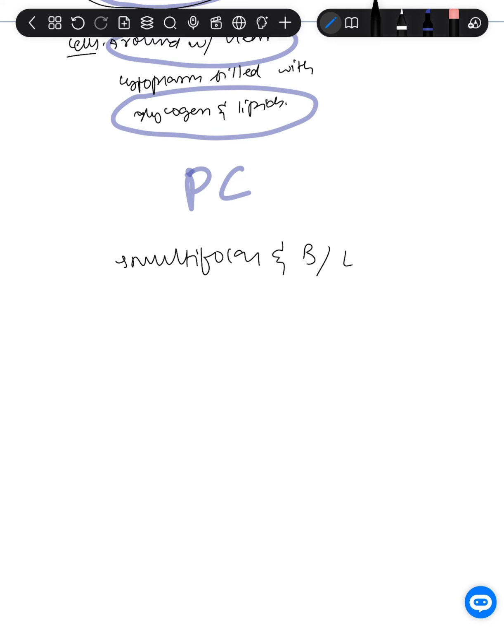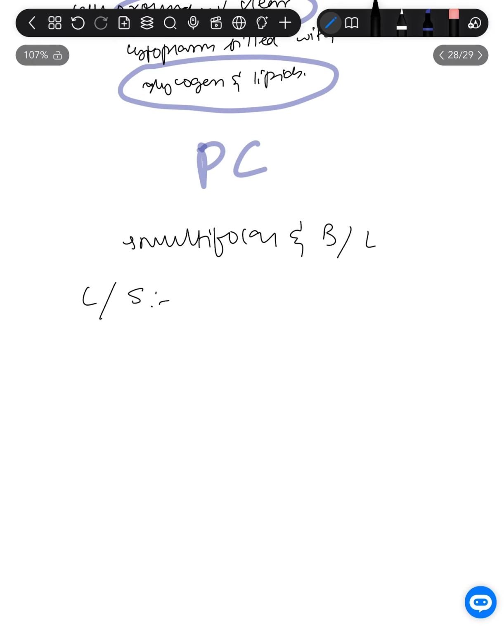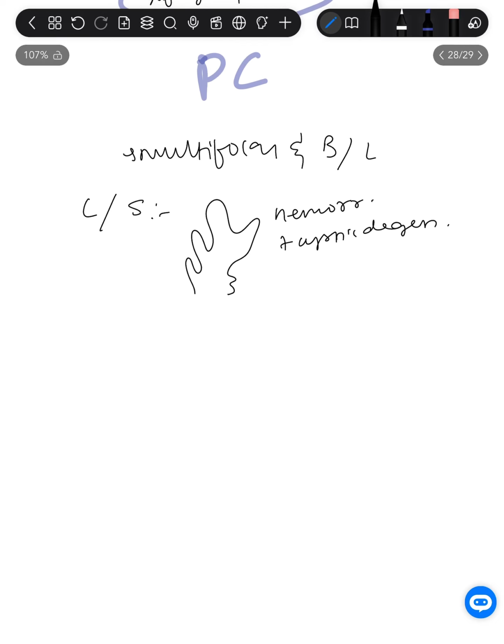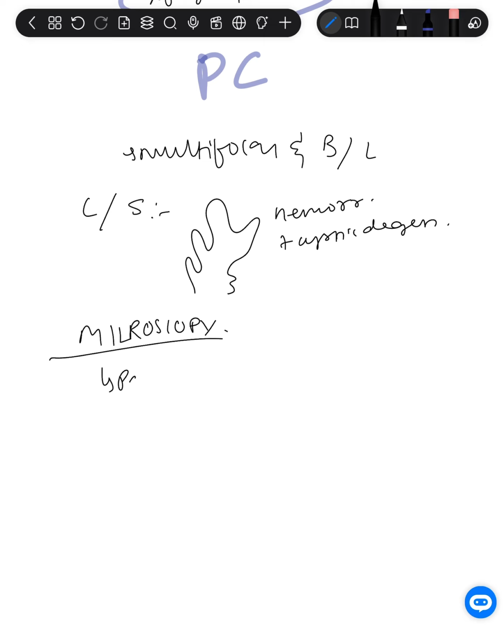Again, you can see the cut surface will show a papillae-like pattern. If you cut the surface, it will show some papillae-like pattern, and there will be some areas of hemorrhage and cystic degeneration. This is not important. What is important is microscopy. Microscopy will also show papillary growth, which will be composed of a core. In the core, we will have a fibrovascular core.